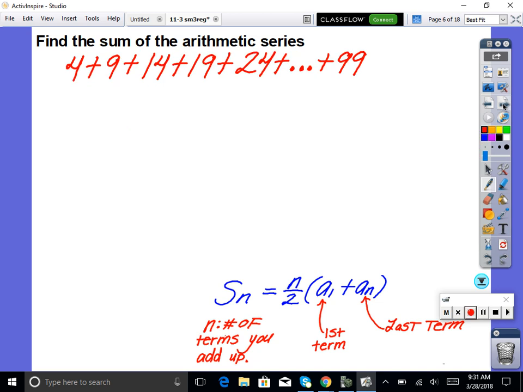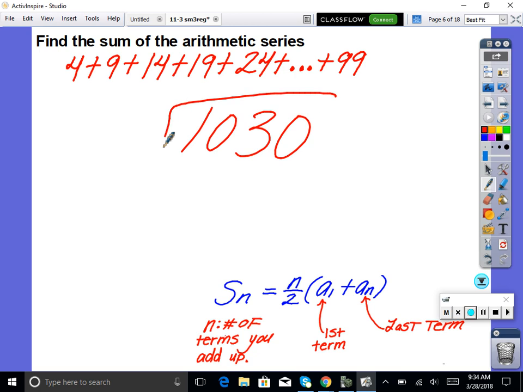Okay, so let's see if you can do this one by yourself. Ready, set, go. Just stick with me. So the correct answer was 1030. Hopefully you all got it.